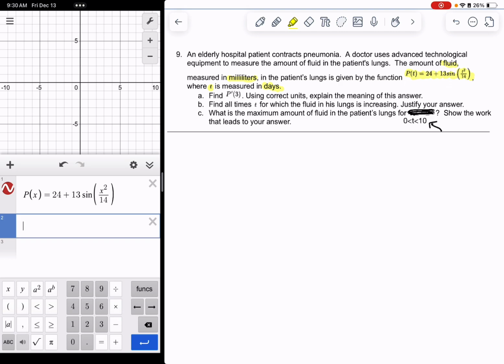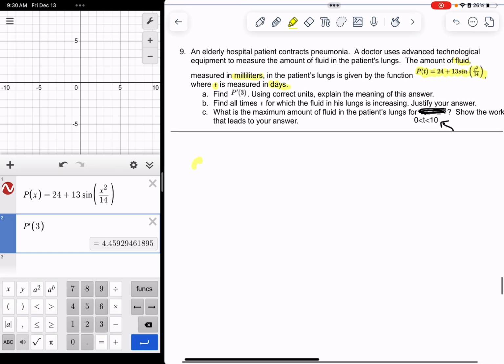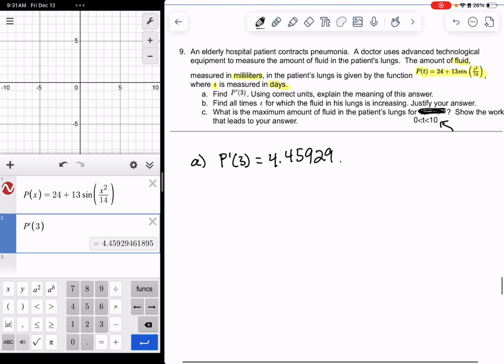And we need to find p prime of 3. Okay, so p prime of 3 is 4.45929. So part A here. Let's go back, change the pen. A, p prime of 3 is equal to 4.45929. Okay, we have that.